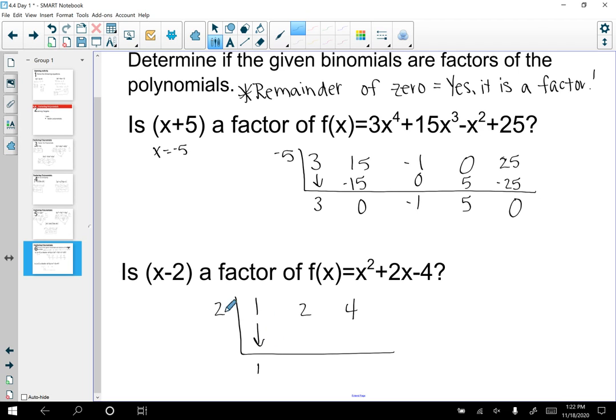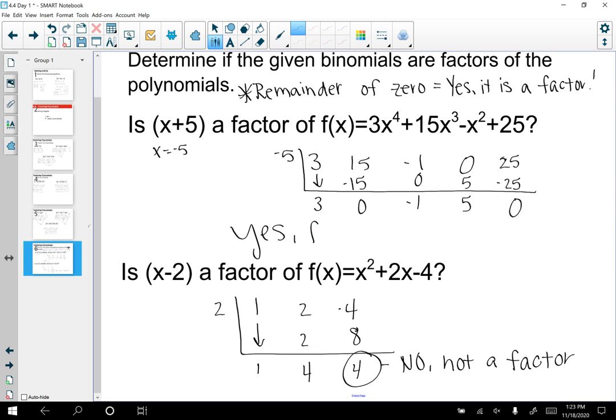So I bring down my 1. 1 times 2 is 2. I add to get 4. 4 times 2 is 8, right? And this should be negative 4. Negative 4 plus 8 gives me 4. This is my remainder, not 0, so no, not a factor. And this one was yes. Yes, it is a factor.